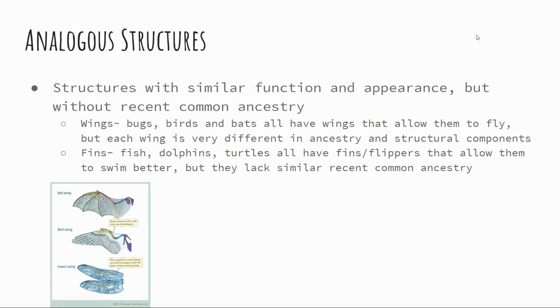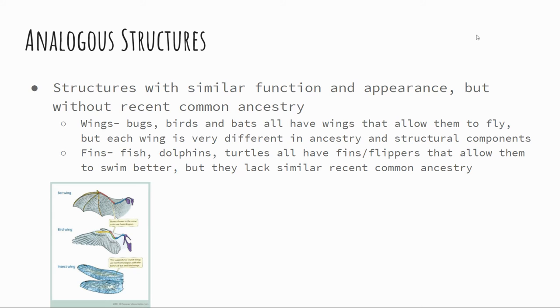Analogous structures are structures with similar functions and appearance, but without recent common ancestry. So let's think about wings. Okay, if we look here at what's written, bugs, birds, and bats, they all have wings. Nobody's denying that. But birds and bugs are not sharing a common ancestor because they have wings. Two completely different lineages along the species tree, so to speak. They all fly. The wings do the same thing, but there's not a common ancestor between bugs, birds, and bats.